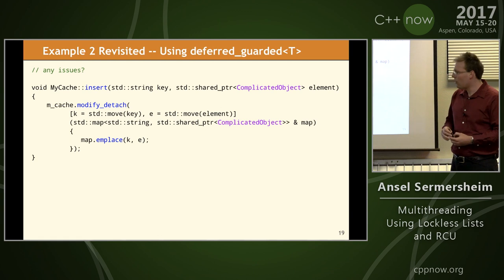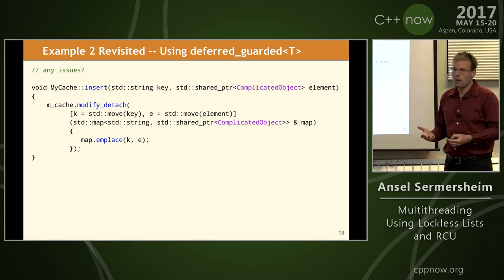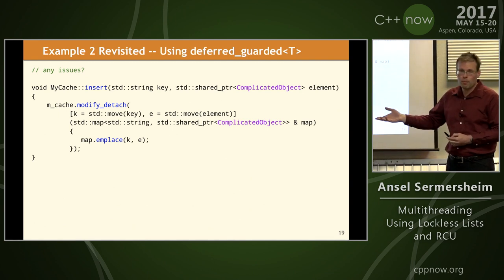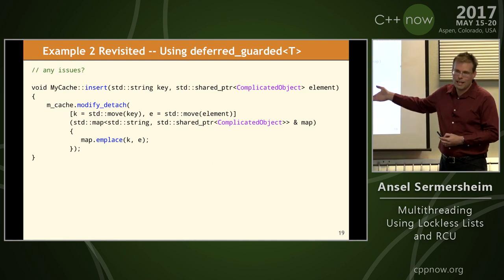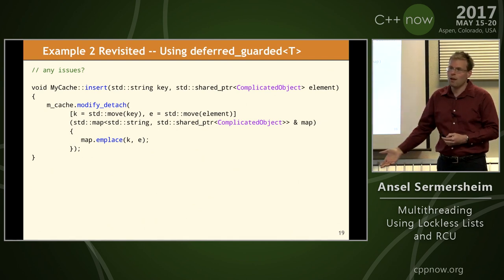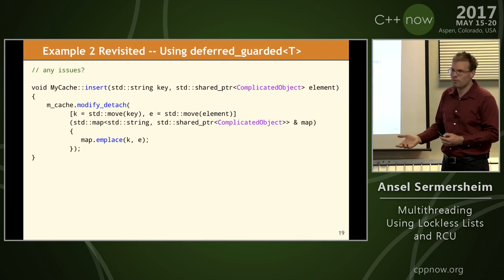If we use deferred guarded, because we have maybe an eventual consistency option in our cache, then we do something very similar. We pass in a lambda. We have to move capture the data that came in from the user so that it's stored in the lambda, because this might be executed at some later time if the object is currently locked.